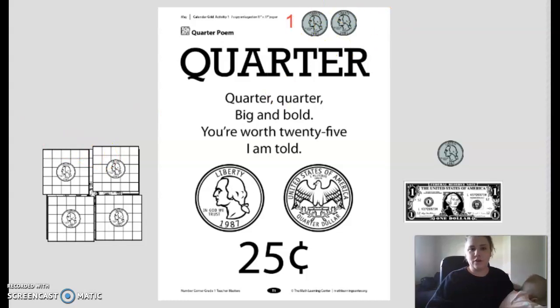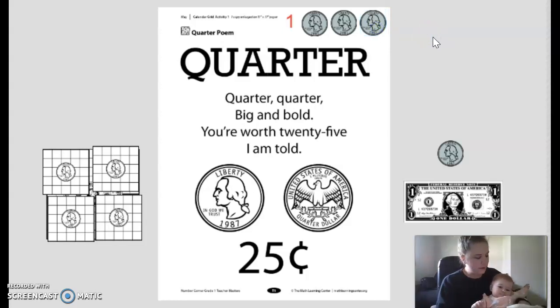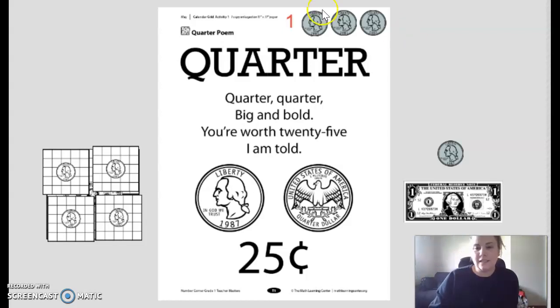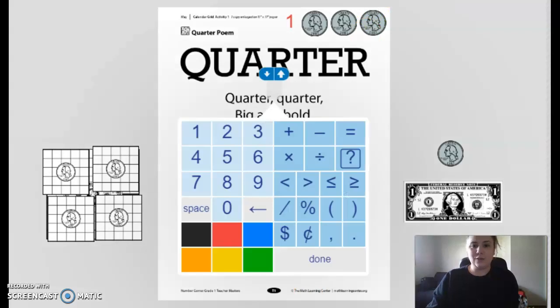So let's add another quarter to our week 1. Now, how much money do we have? Now, remember how to count by 25. So let's count by 25. We have 25, 50, 75. Let's write that.